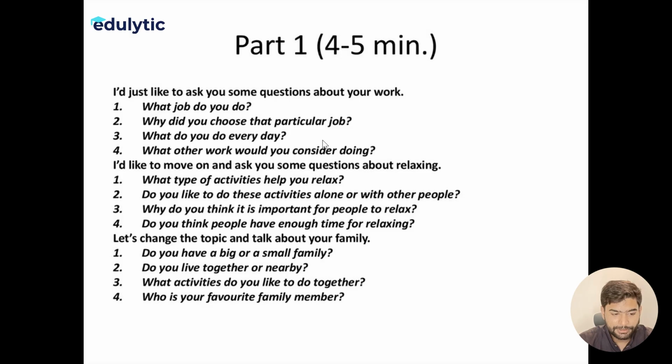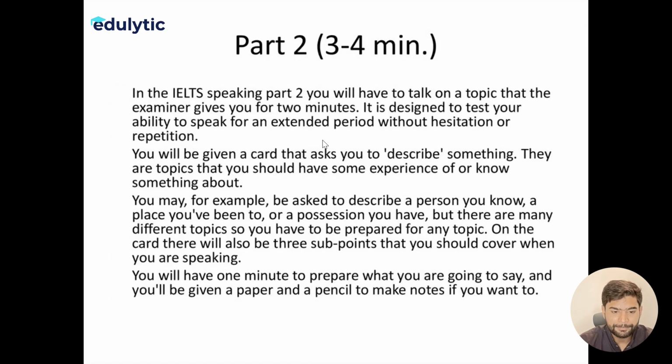Similarly, in the other portion, I would like to move on and ask you some more questions about relaxing, and there are 4 relevant questions to the topic relaxing. Then similarly, let's change the topic and talk about your family, and then the examiner is going to ask you 3 to 4 questions regarding your family. So this is how in 4 to 5 minutes you're going to accomplish your IELTS speaking part 1.